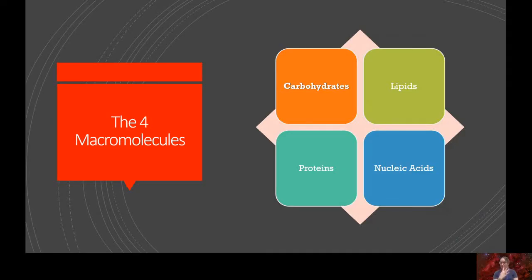So let's jump right into it, shall we? Time for a guessing game. There's 4 macromolecules that we've been talking about: carbohydrates, lipids, proteins, and nucleic acids. Which one do you think we'll talk about today? I'll give you one hint.